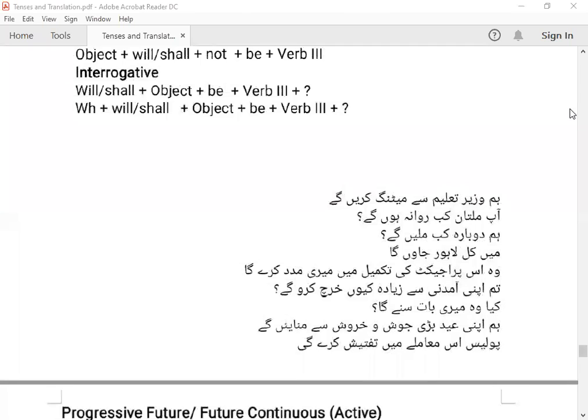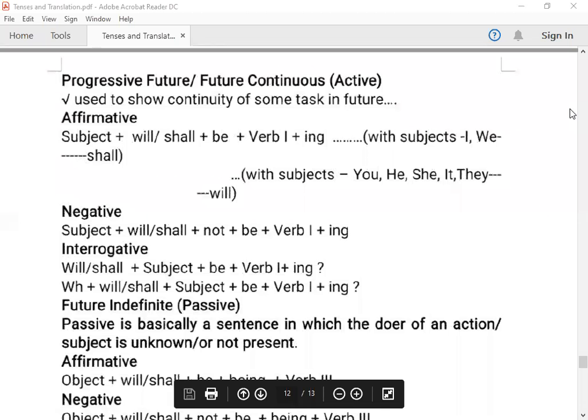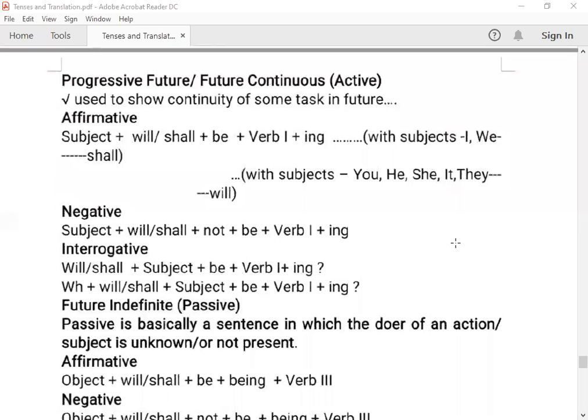So these were some examples of future indefinite that we have discussed. Right, now we are going towards the next part of the tense, and that is future progressive, or future continuous active. It is used to show, or predict, the action continuity in future. When we want to show some action that is to be continued, that is in the middle of it, but it is in future, that we are just predicting about, then it is progressive future.